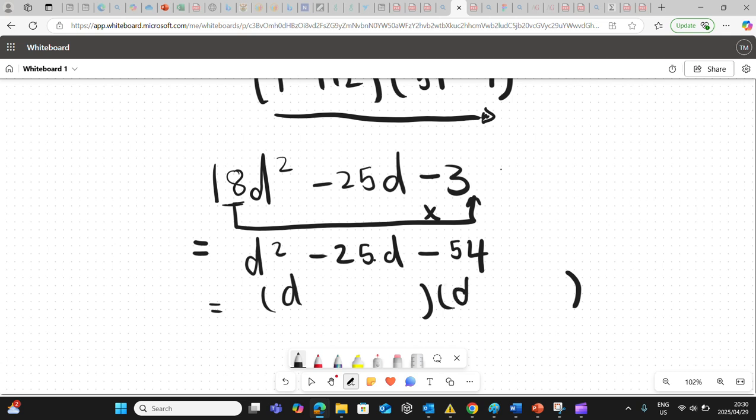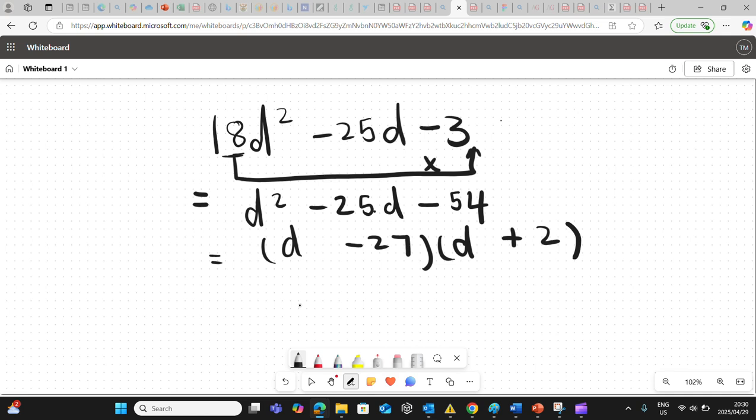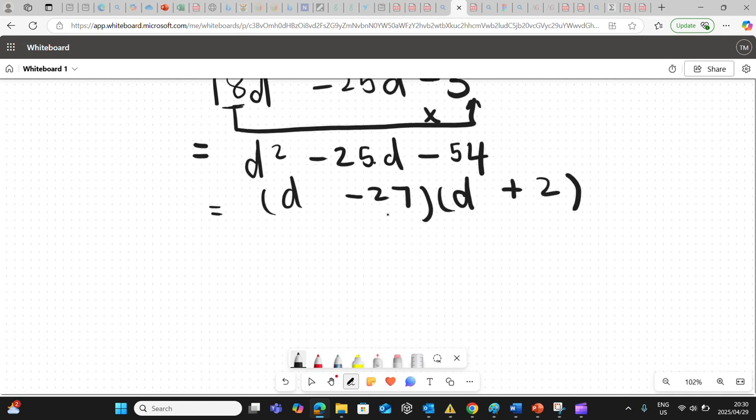D there, D there. Factors of 54 that add to give me 25 is a negative 27 with a positive 2. Right? Then once I've gotten my factors, I just need to come back and divide with the same 18 there, and divide with the same 18 there. Right? And then now I've divided with 18.